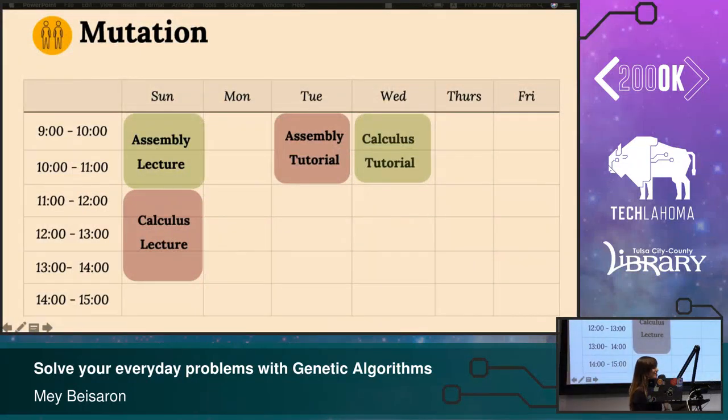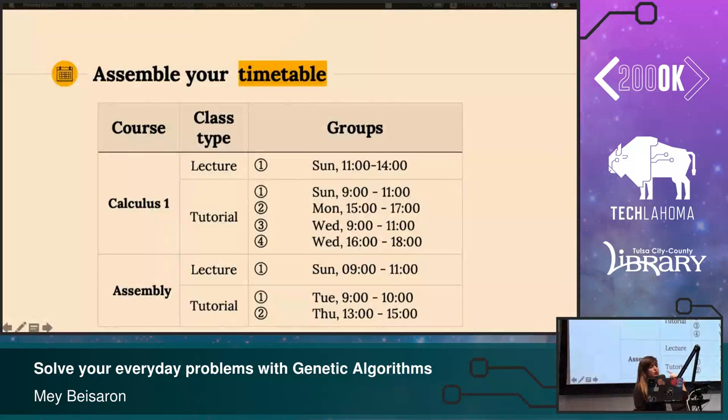I'm sure you all missed it. So, okay, how will I mutate a timetable? What I did is I just chose to flip, it's called flip bit, but since I'm not showing you the bit string representation, we're going to flip one of the courses. So let's say I chose to change just the assembly tutorial. So I chose one thing to change. I changed it from the Tuesday tutorial to maybe a Wednesday or Thursday.